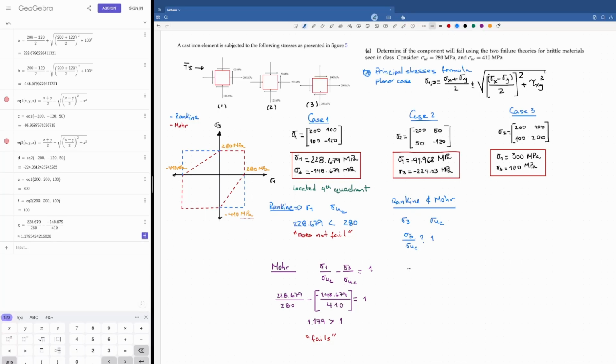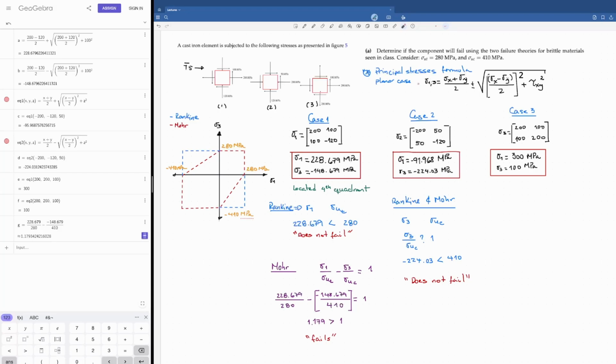Well, let's do that. Let's do a plain comparison. So sigma 3 is minus 224.03, and then the comparison strength is going to be 110. What happens here? This is smaller, so luckily or well designed, it does not fail. It does not fail. Not even in Rankine or in Mohr, because we said that in the third quadrant and in the first quadrant they are the same. And this is an important distinction we need to consider.